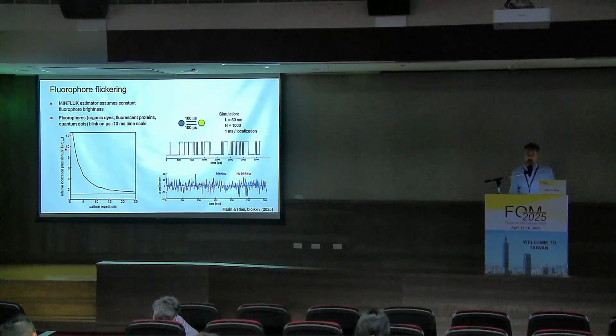One way to combat this artifact is to not scan the pattern only once, but to scan it many, many times, because then we average over this flickering, and this is what we simulated here. But we see that we really have to simulate many repeats in order to get close to the best case, like 20 repeats or more. And this is something that is not easy to do, at least with the commercial MINFLUX instrument, because it's just not fast enough for this.